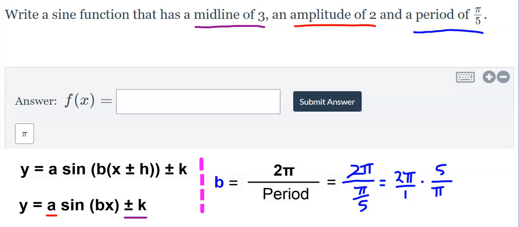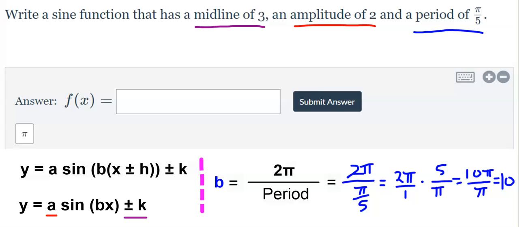And now we can go ahead and write this as 10 pi over pi. But remember that pi divided by pi would just give you 1. So this is just going to leave us with 10 as our final answer. So 10, my apologies, 10 is going to be our frequency right here. So 10 is our B. So putting into our equation, this is what we're going to write.